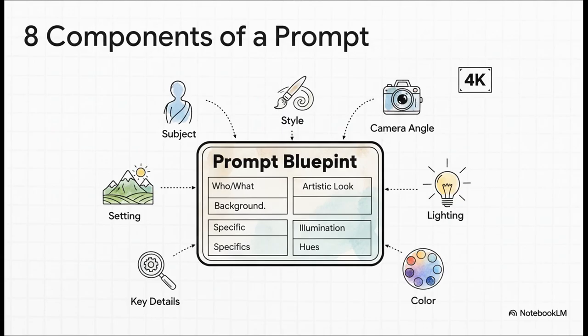And here it is, the blueprint for a perfect prompt. Think of it like a recipe. You start with your subject, what the picture is of. Then you add the style. Is it photorealistic, cinematic, maybe a watercolor? Then you define the setting, toss in key details like textures or clothing, specify the color palette, and of course, the lighting. Is it golden hour, dramatic? And finally, you direct the camera angle and ask for high resolution.